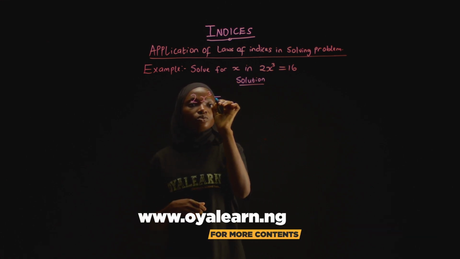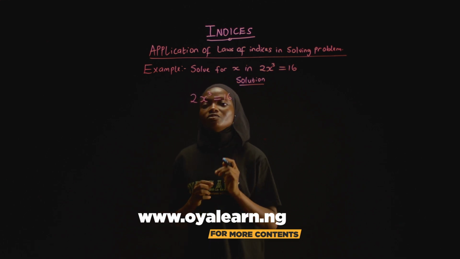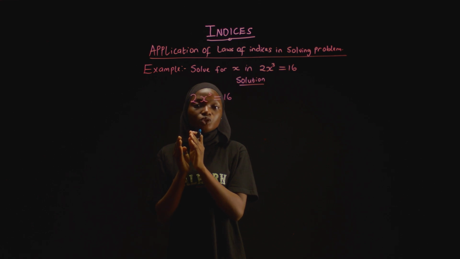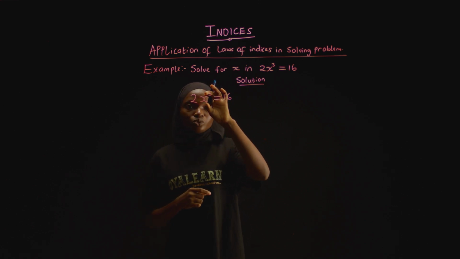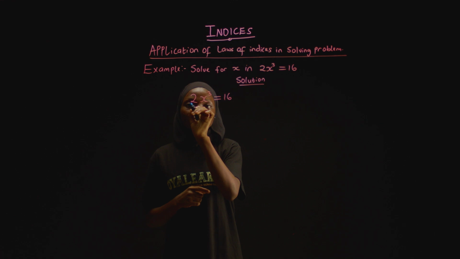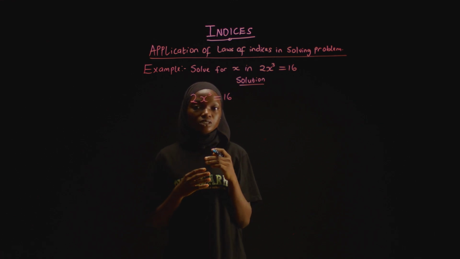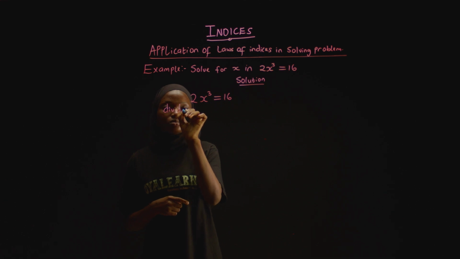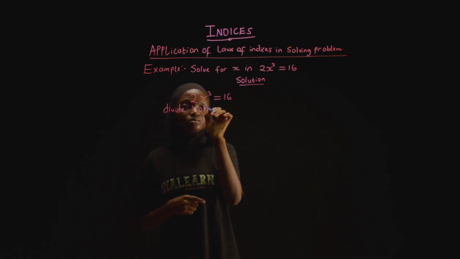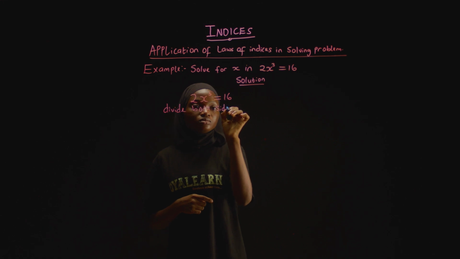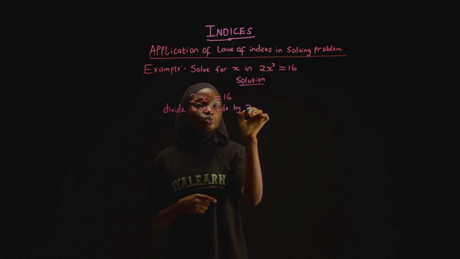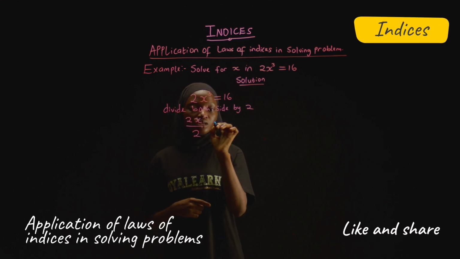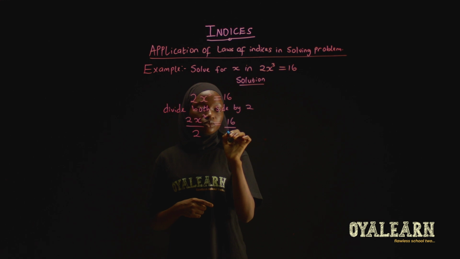2x cubed equals 16. Now the first step here is we make sure that it is only the unknown that is at this side. Any other thing attached to it, we remove it. Now 2 is attached to x by multiplication. So we remove this 2, and to remove that 2, we do the opposite, that is division. So we divide both sides by 2. So we have 2x raised to the power 3 over 2 equals 16 over 2.